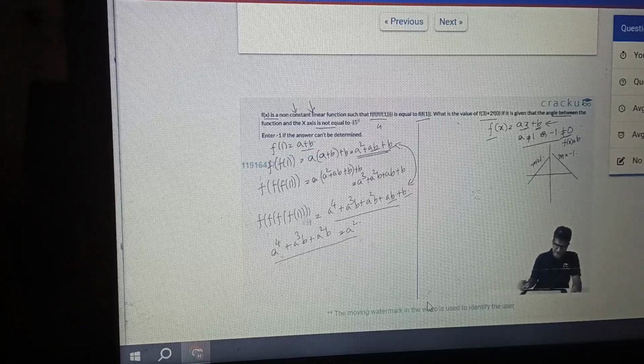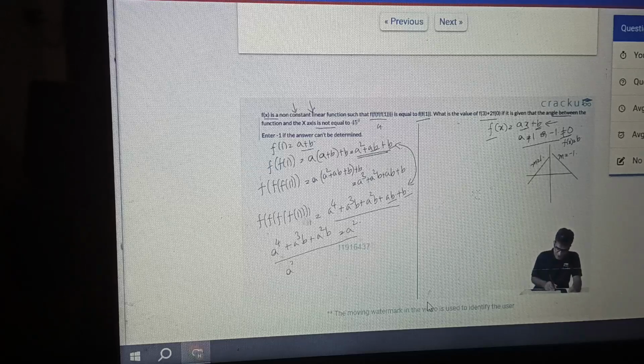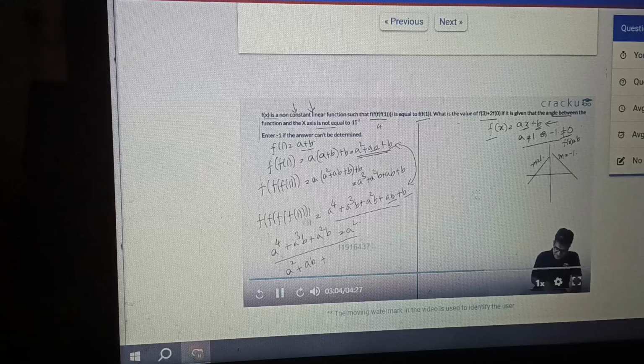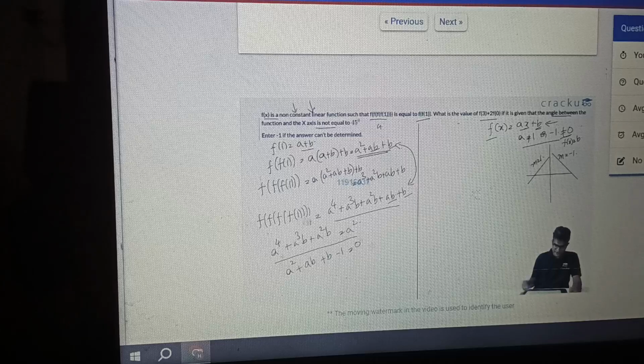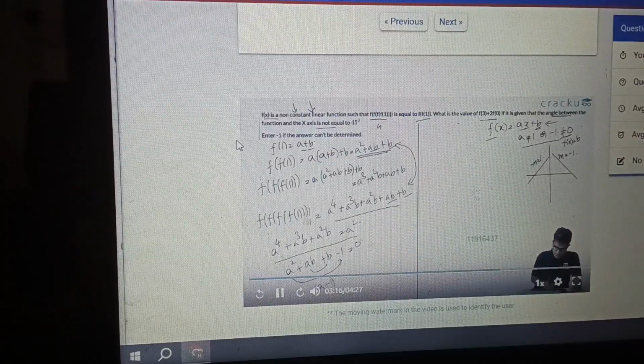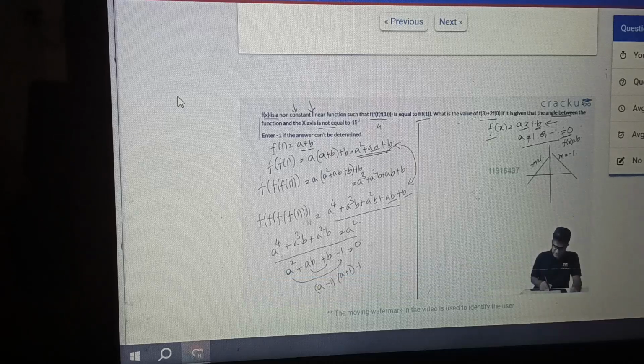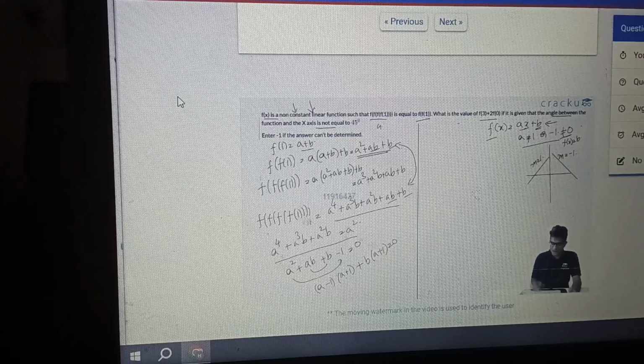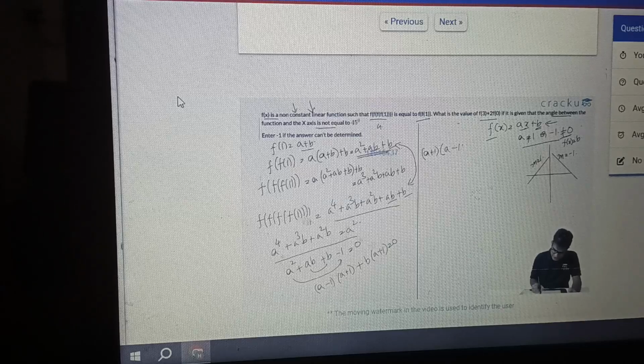So in this equation, let us divide the entire equation by a square, as a is not equal to 0. The equation boils down to a square plus ab plus b minus 1 is equal to 0. This can be factorized. If you take a square minus 1 together and ab plus b together, a square minus 1 can be simplified to a minus 1 into a plus 1, and ab plus b can be simplified to plus b times a plus 1, equal to 0. Or you can take a plus 1 common, and a plus 1 into a minus 1 plus b is equal to 0.